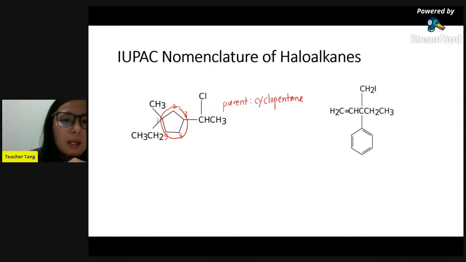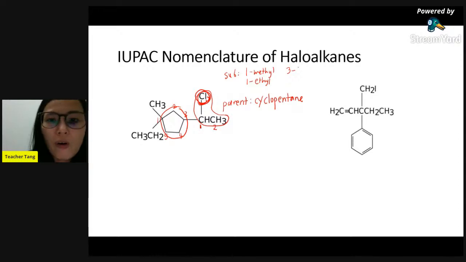Okay, so cyclopentane. Substituents: we have 1 methyl, we have 1 ethyl, and also this is 3. Can you see that we have a substituent? So this is a substituent within the substituent, and it is attached to carbon number 1 of the substituent, and this is carbon number 2. So therefore, we need to put the position 1-chloroethyl.